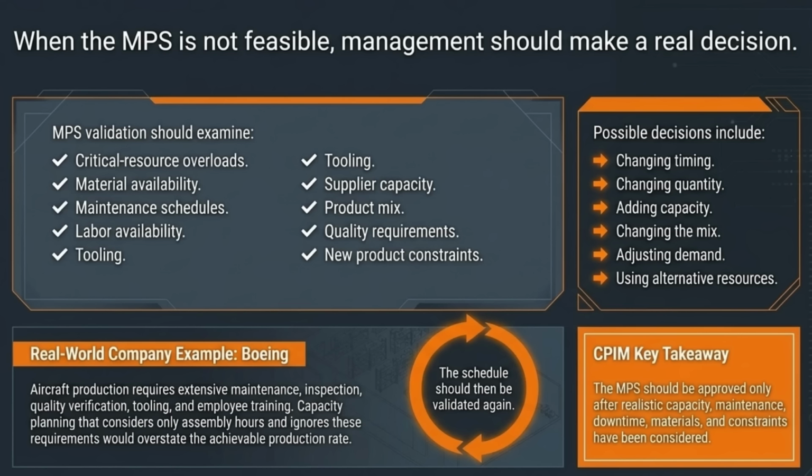Real-world company example, Boeing. Aircraft production requires extensive maintenance, inspection, quality verification, tooling, and employee training. Capacity planning that considers only assembly hours and ignores these requirements would overstate the achievable production rate. CPIM key takeaway. The MPS should be approved only after realistic capacity, maintenance, downtime, materials, and constraints have been considered.